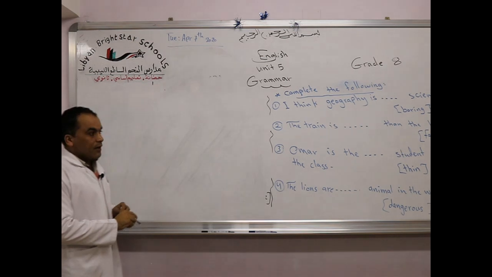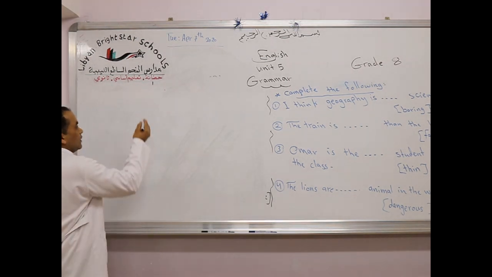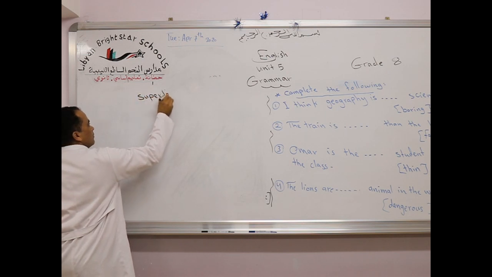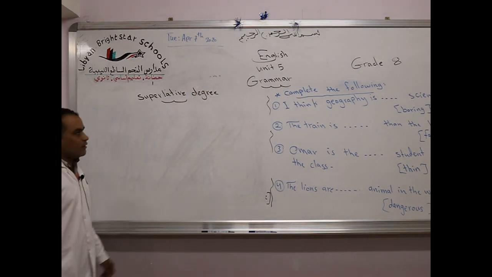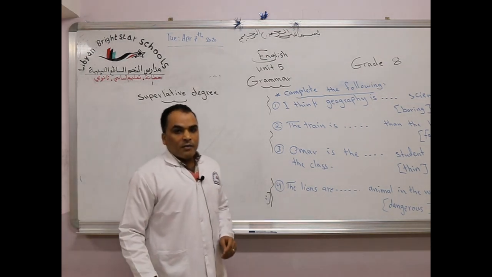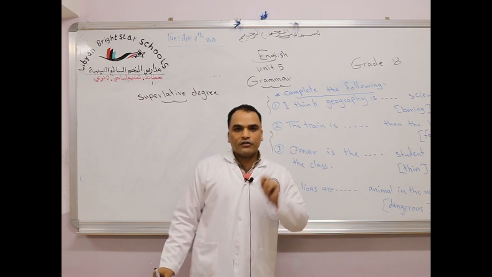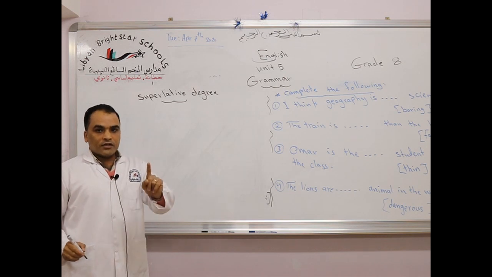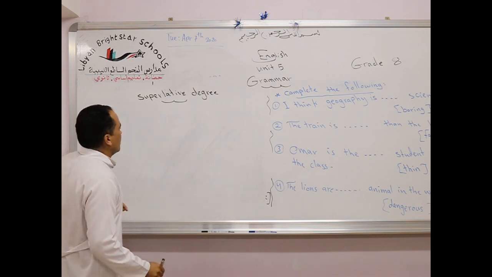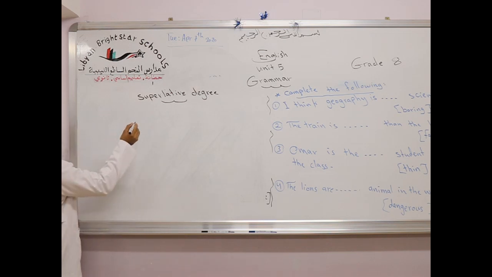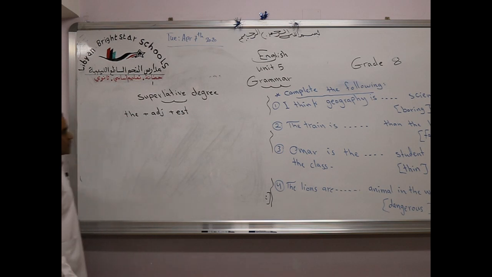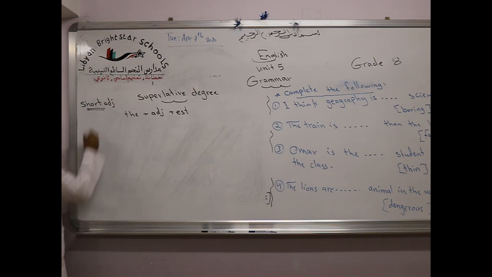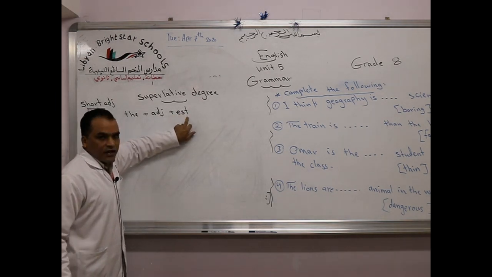Today, I'm going to explain the third type, which is called the superlative degree. In the superlative degree, we make a comparison between one person or one thing in relation to the rest of the group. With short adjectives, the form the plus adjective plus est is used.